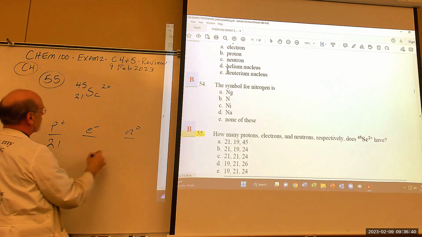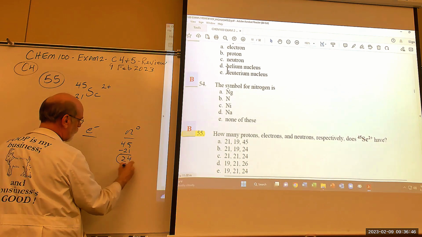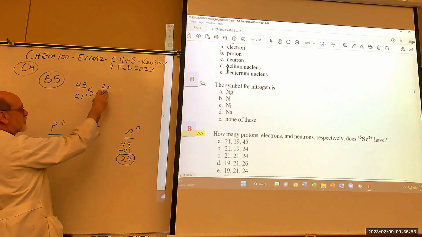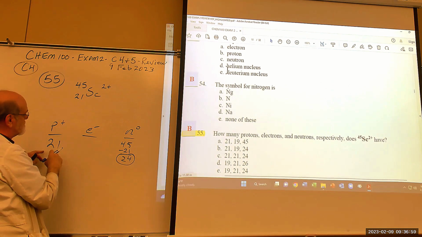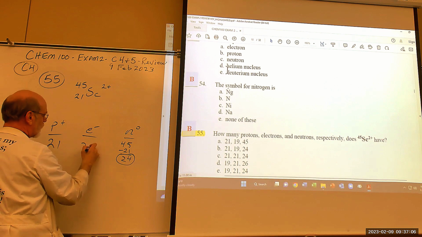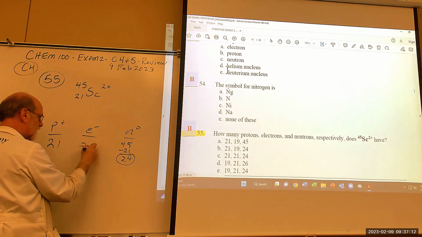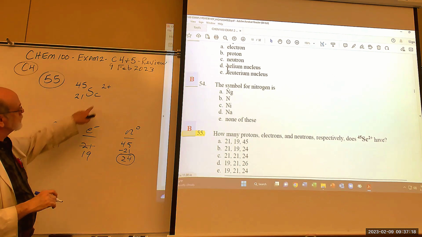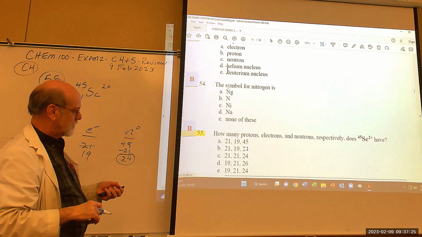21 protons, 21 from 45, 24 neutrons. How many electrons? Well, same problem as before. We have 2 extra protons than we have electrons, right? So we're starting off with 21 electrons if it's neutral, but we need 2 extra protons. So this has to be knocked down by 2. 19 electrons will give you an excess of 2 protons. So 21, 19, and 24 is B.